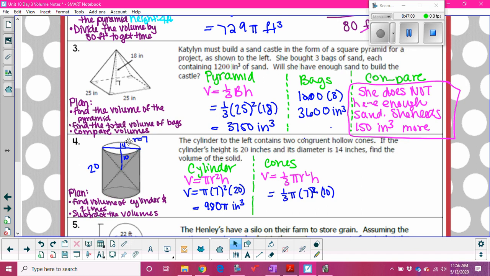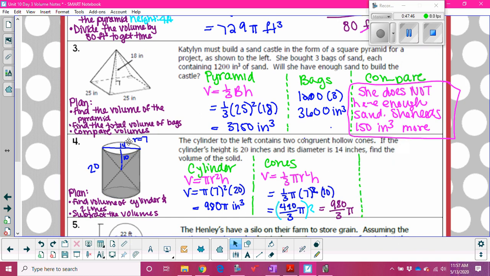So 1/3 times 7 squared times 10 is going to give us 490 over 3 pi. But there's 2 of them, so we need to multiply this by 2. When we do, we get 980 over 3 pi. Okay, so now we have the volume of the cones and the cylinder.